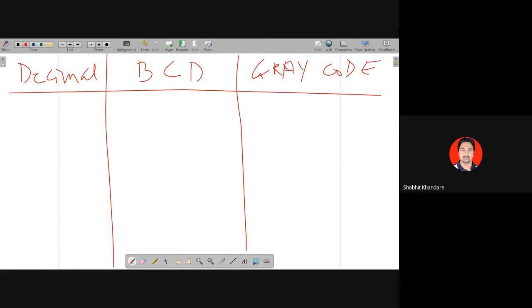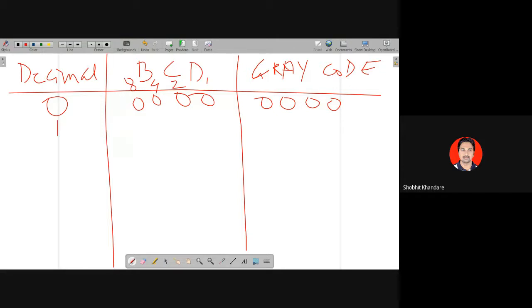So we will start with 0. BCD follows the 1, 2, 4, 8 weights as far as a 4-bit representation is concerned. So for 0, we have 0, 0, 0, 0, and for gray code it will be the same, 0, 0, 0, 0. For 0 you will not be able to tell how the gray code is obtained. You will understand this for numbers other than 0. So for 0, your BCD and gray code are the same.